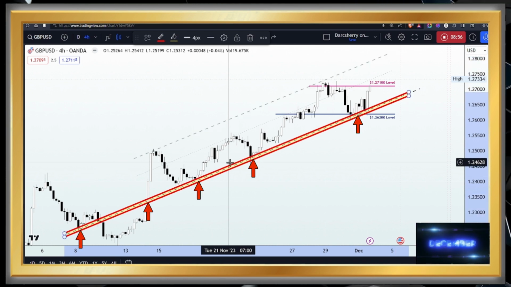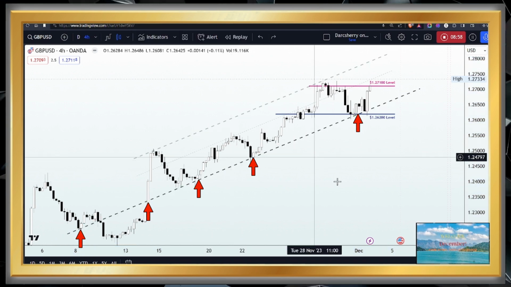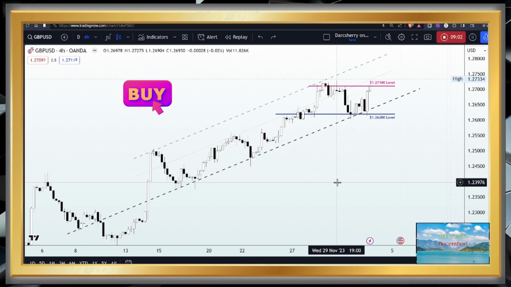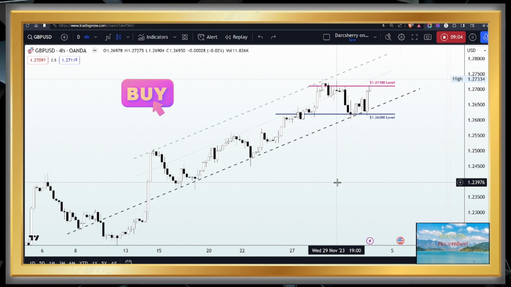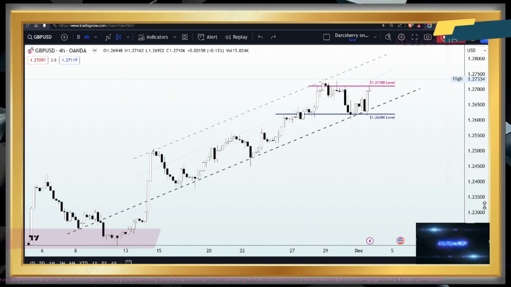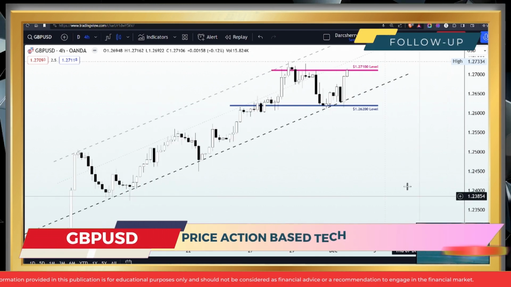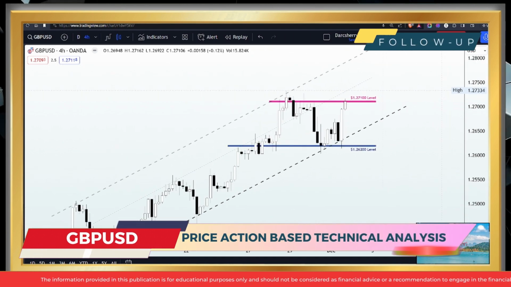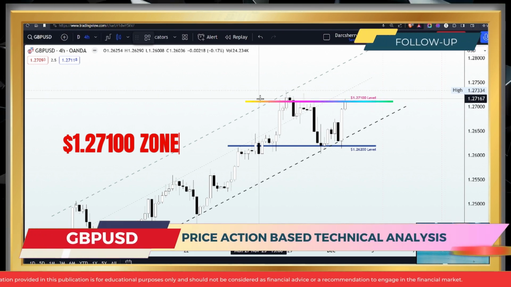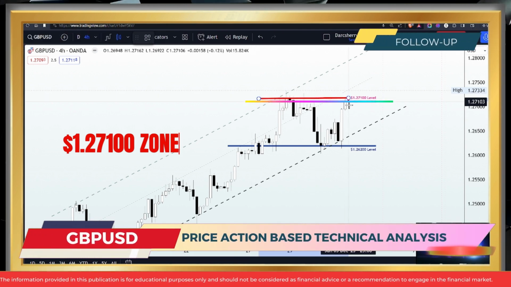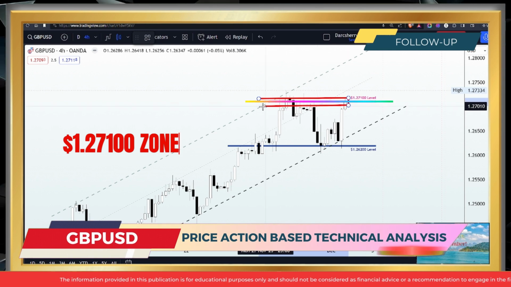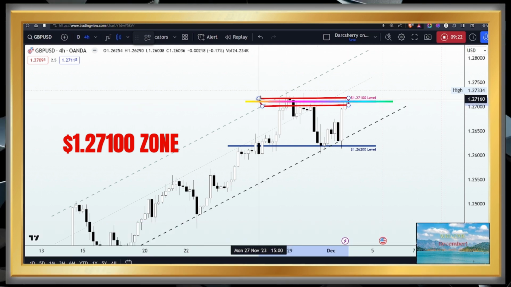Now, with this information here, you know that when price remains within the ascending channel, we shall continue to look out for buying opportunities. Now, in addition to the ascending channel are a couple of levels here. Remember the key level we identified on the higher time frame, very much intact, around the 1.27100 area, which was exactly the point where price action closed for last week's trading session.